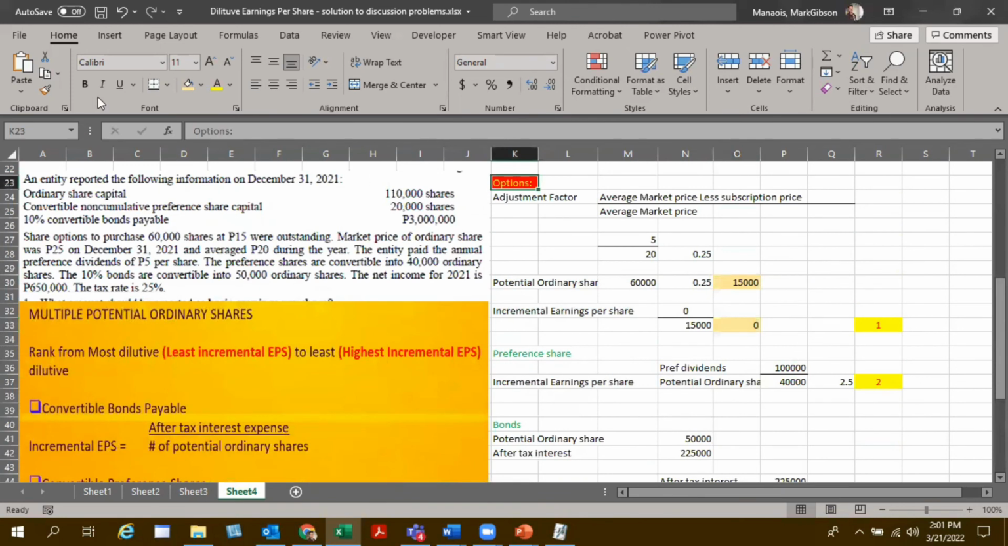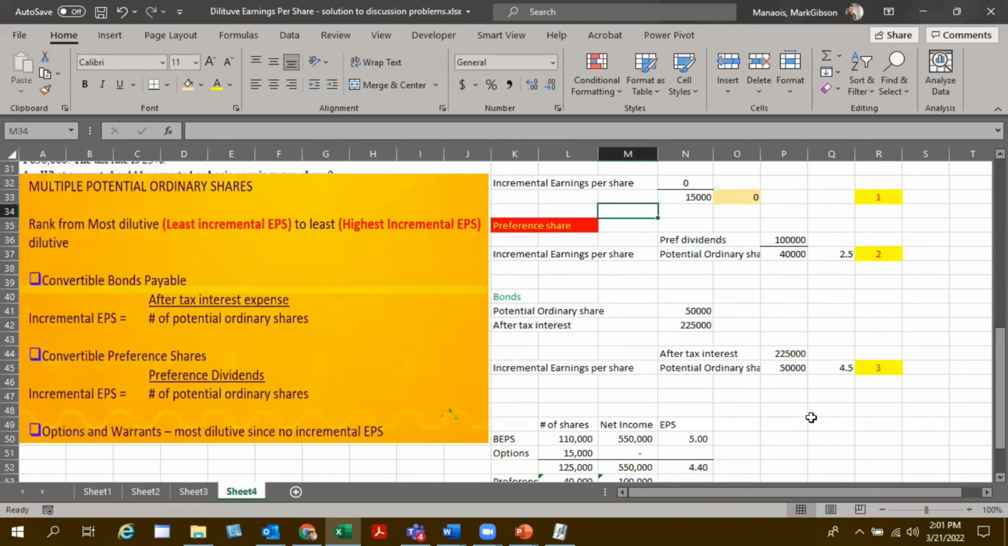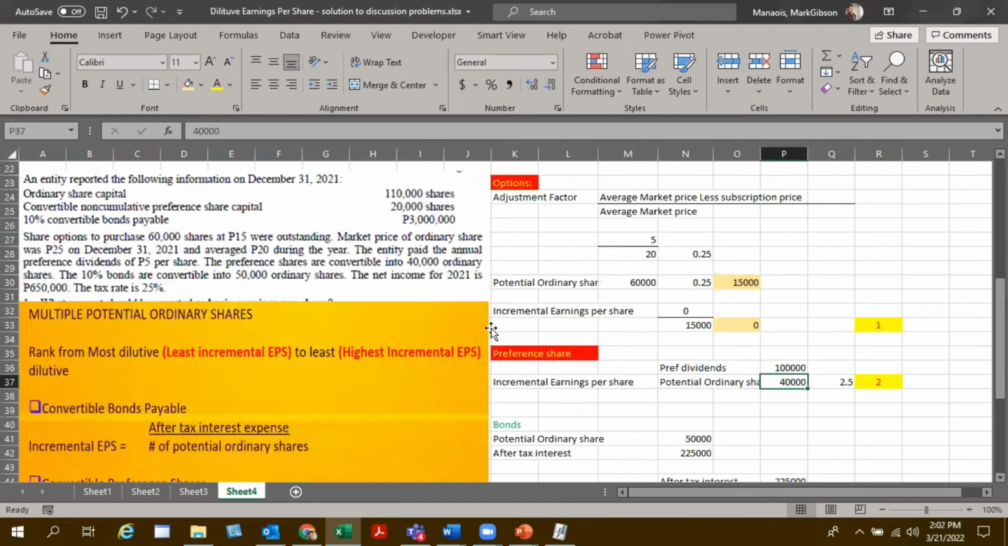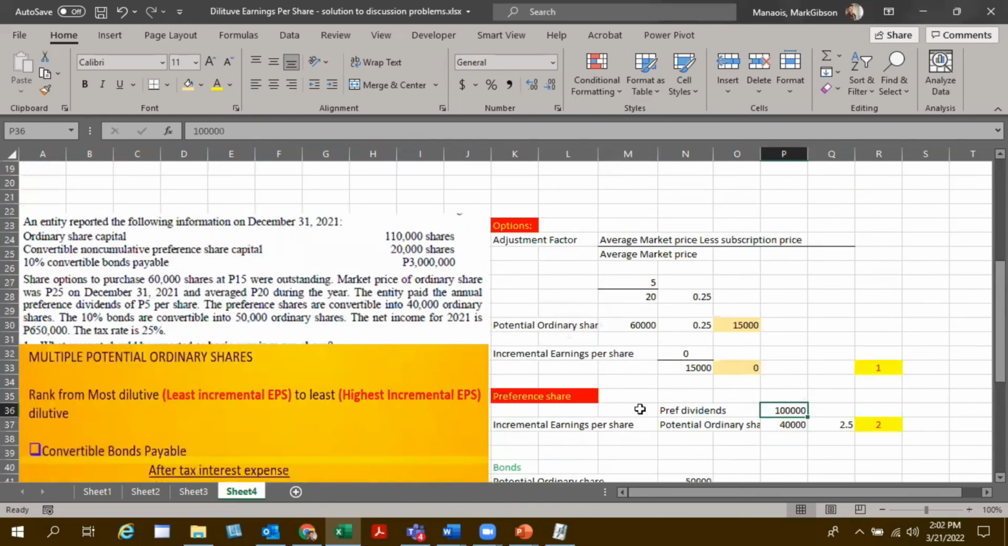Next, pag-usapan natin yung preference shares. How to compute for the incremental earnings per share, it's simply your preferred dividends over the potential ordinary shares. So, in this case, how much is the preferred dividends? So, that's 100,000. And the potential ordinary shares would be 40,000. So that's 2.5. Yan yung incremental earnings per share natin.